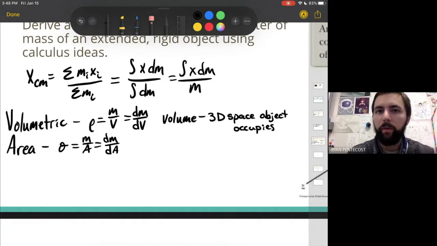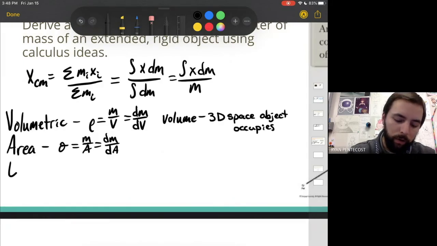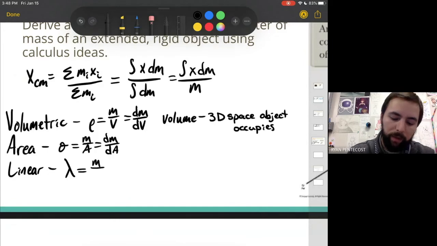Now, what if your object is even more simple than that? What if it's just got one dimension? Well, then that is called linear density, and that is shown by lambda, and lambda equals mass divided by distance, or length, so that would be dm divided by dx.